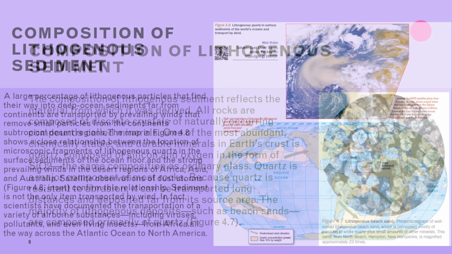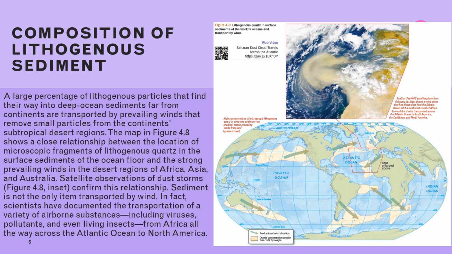So, moving next, here in this picture we can see portions from the Sahara, from the African continent, smaller from Europe and even from North America, showing how the wind is blowing and carrying the sediments into the Atlantic Ocean. So we have a large percentage of lithogenous sediments or particles that find their way into the deep ocean.